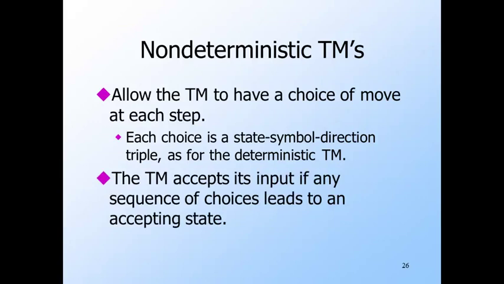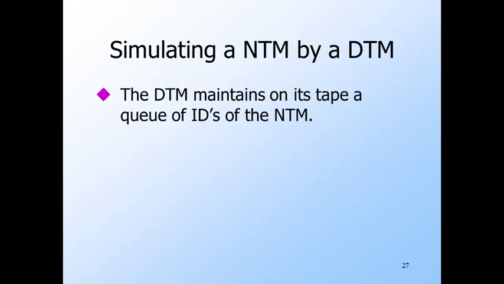As for the non-deterministic finite automata and pushdown automata, the non-deterministic Turing machine is said to accept if any sequence of choices leads to an ID with an accepting state. The basic trick is to use the tape of the deterministic machine to represent a queue of IDs of the non-deterministic machine. The deterministic machine will make a systematic search of all the IDs the non-deterministic machine can reach. If it finds one with a final state, then the deterministic machine accepts. But if it never finds one, the simulation may go on forever, but the deterministic machine will never accept.